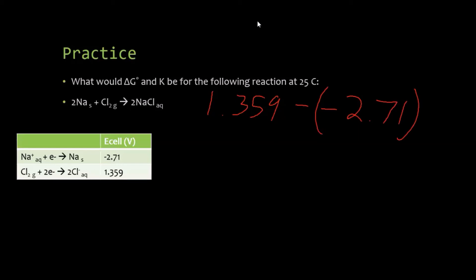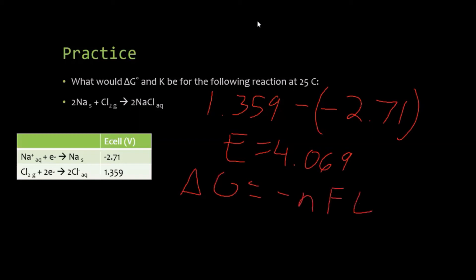1.359 minus a negative, which is the same as adding a positive. So our cell potential, E cell, is equal to 4.069. So delta G is equal to negative nFE. Faraday's is a constant. The only question here is how many electrons are transferred.